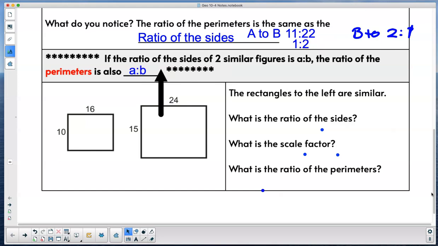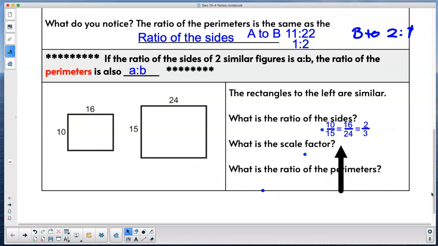Now let's look at this next example. We've got a 10, a 16, a 15, and a 24. The rectangles to the left are similar. What is the ratio of the sides? Well, the side ratio, 10 to 15, 16 to 24, is 2 to 3. Now remember, when you do that side ratio, it's corresponding sides, 10 to 15, 16 to 24.